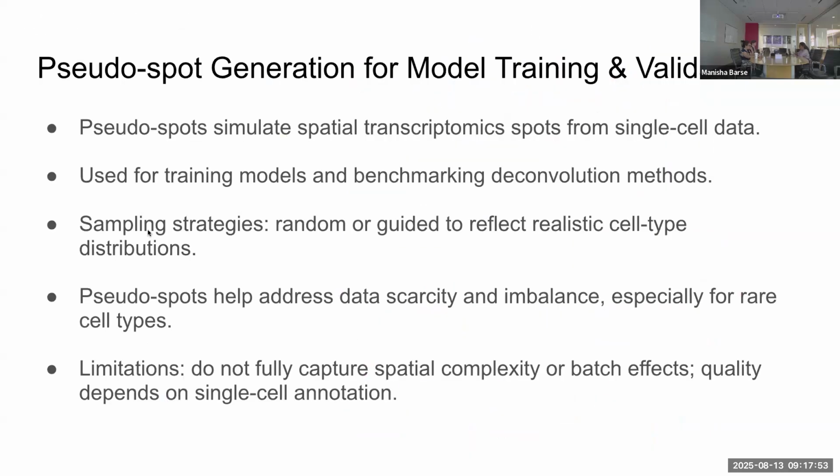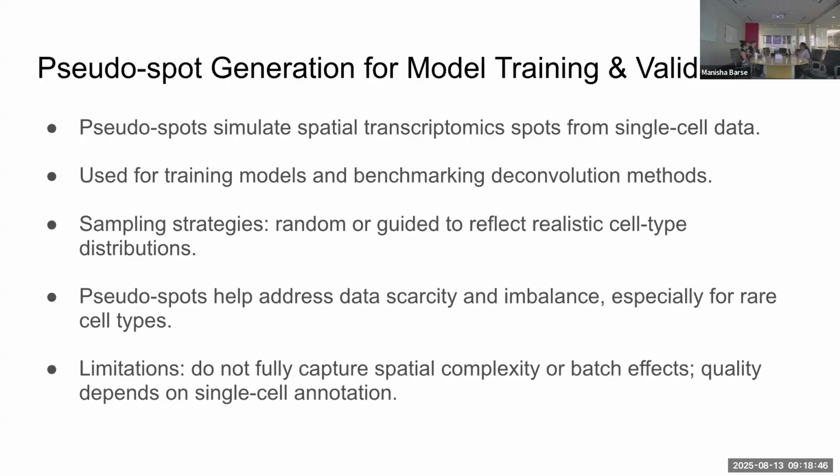For pseudospots, as I mentioned in the principal workflow about pseudospot generation, most of the methods for deconvolution simulate the pseudospots from single cell data, and these are then used to train the models and benchmark the deconvolution method. But this pseudospot generation, based on sampling strategies, could be random or guided, and then they help to address the scarcity or imbalance of the data, especially trying to find rare cell types.